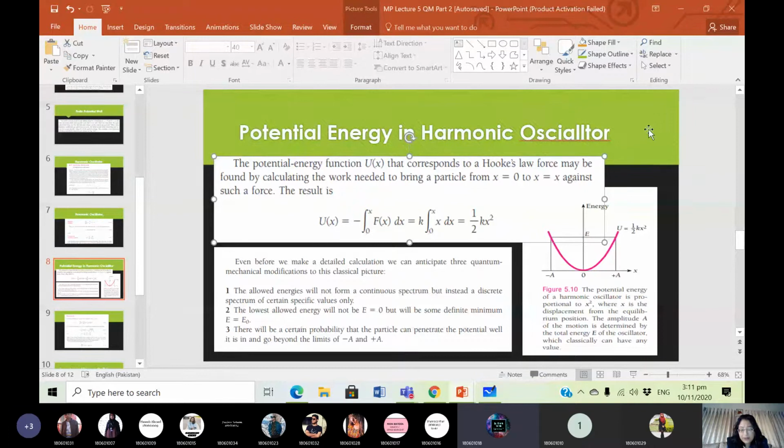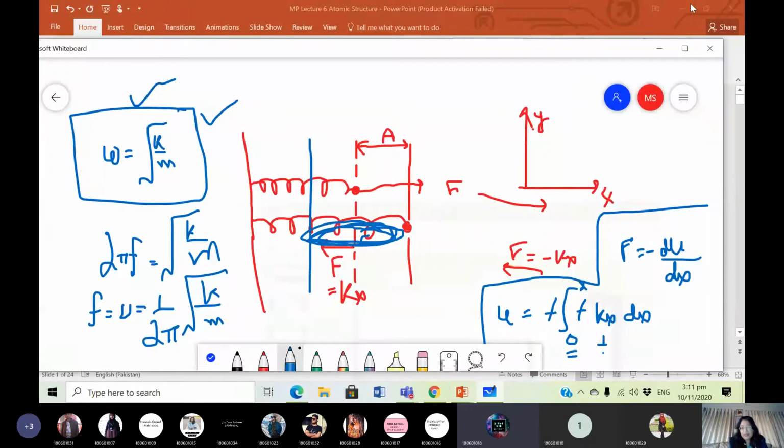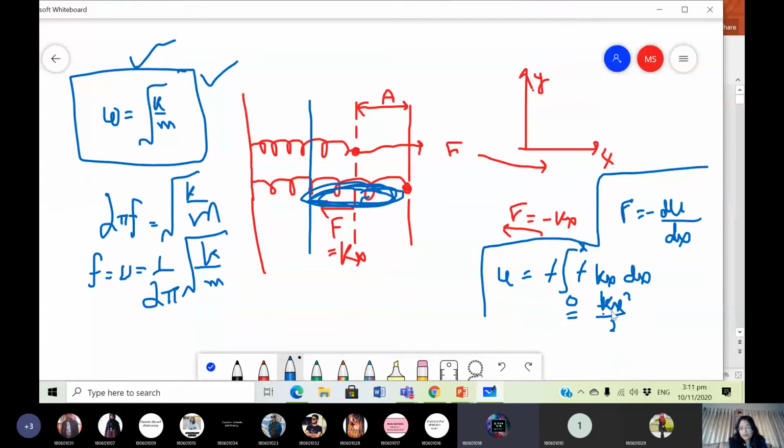How did the half come over here? Oh yeah, because of the integration, okay? So basically we get here kx squared over 2, and here we put in the limits 0 to x, okay? So we will get half kx squared basically. This is our potential energy for a spring.